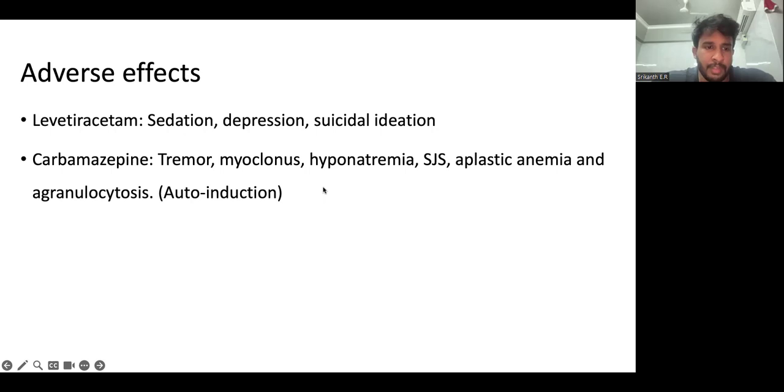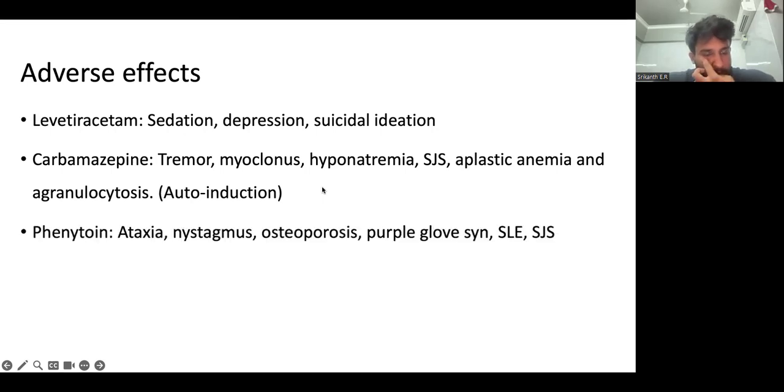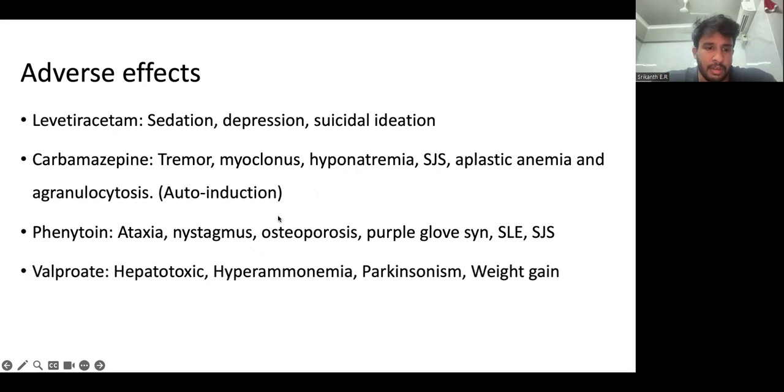They will develop autoinduction. Phenytoin can cause ataxia, nystagmus, osteoporosis, purple glove syndrome, SLE, and SJS. It is also known to cause severe hypotension because it's a class 1B antiarrhythmic also. So that is another problem with phenytoin. It has several side effects and it's also an enzyme inducer causing low levels of other drugs, which might be an issue. Valproate is hepatotoxic. That's a major issue with valproate.